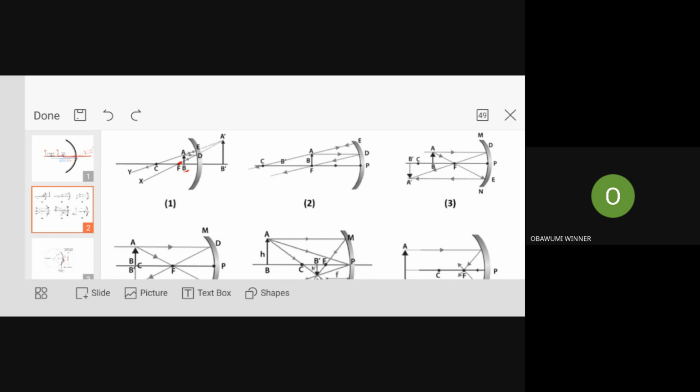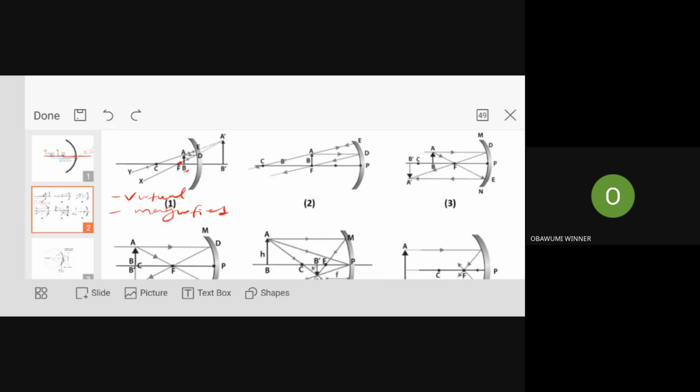All right. And I said, if the object is kept in front of the focal point, the image formed is going to be what? Virtual. That's the first characteristic. Virtual, meaning that it's not real. The image will be magnified, meaning that the image is going to be bigger than the object. So you can see that this arrow formed here is bigger than the arrow formed here. You see that? So the image is going to be bigger than the object. That's the second characteristic.